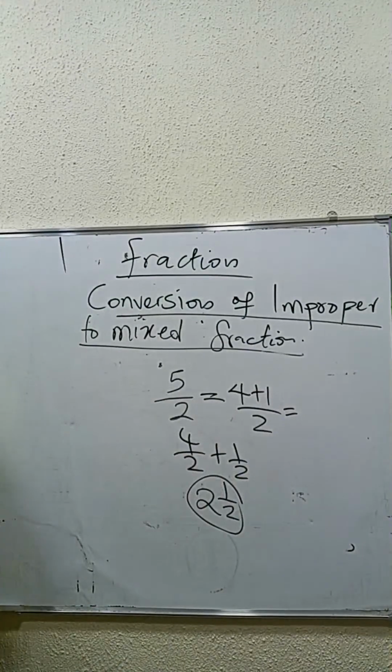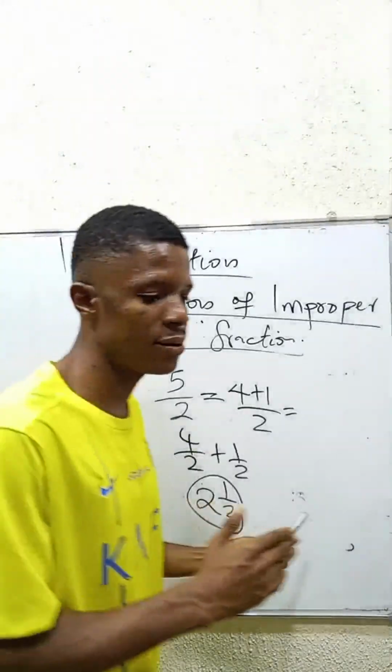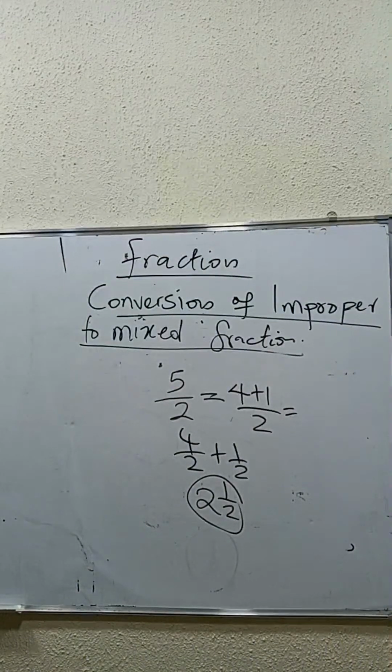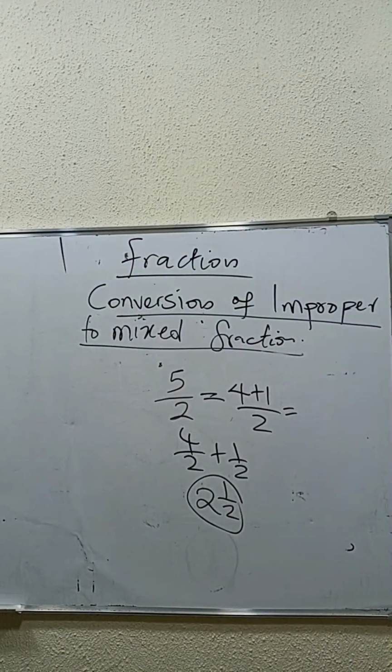So this is how to do conversions from this form to another form. It is very, very easy to convert from improper to mixed and from mixed to improper. Okay? This is very, very easy.